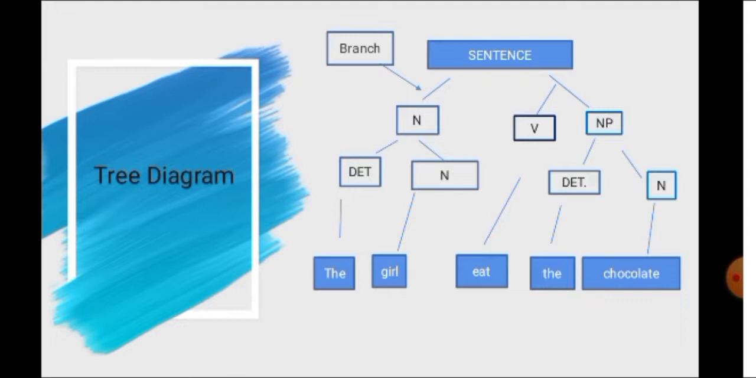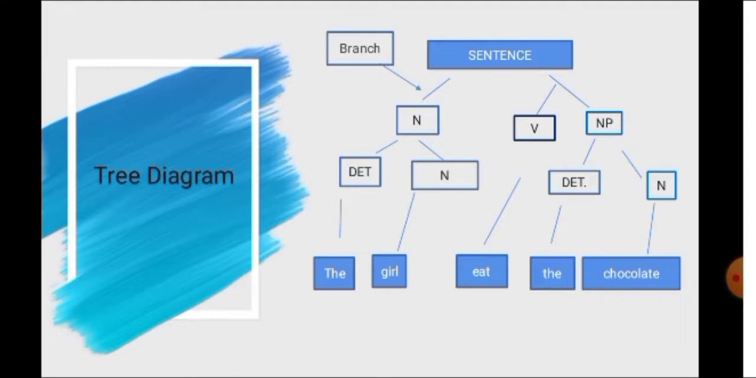In a sentence, words are grouped into phrases, and phrases can be grouped together to form a sentence. This is called a tree diagram because it has a lot of branches. This is the branch. This is what we call a branch. A tree diagram has lots of branches.